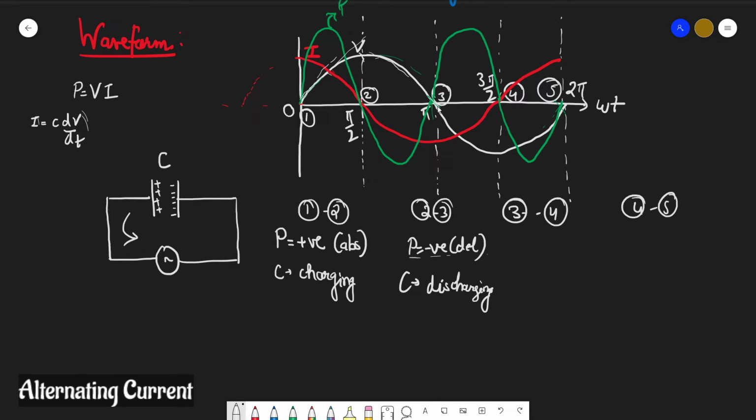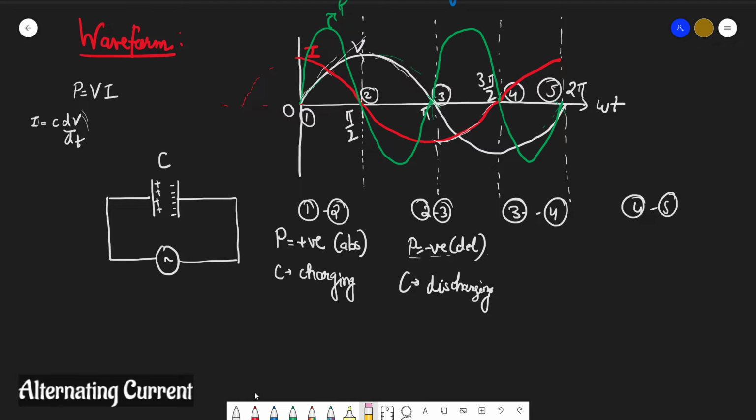Now let us see the 3 to 4 region. Similarly, now the voltage is still in this direction, but the slope is now negative. So what is happening? The current is now turning back again. First of all, it was strengthening in the negative direction. Now it is decreasing in the negative direction. It is moving towards the zero side.